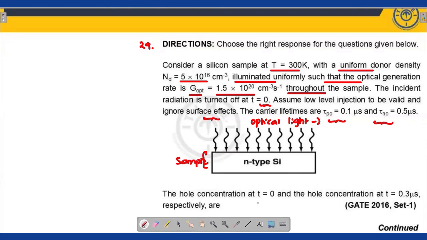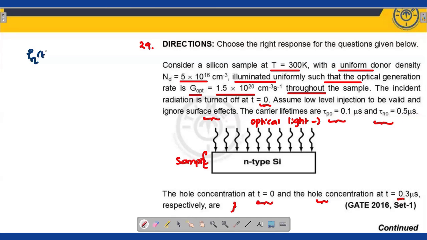The hole concentration at t equal to 0 and the hole concentration at these particular values are asked, my dear friends. He is asking for these particular values over here. Very, very important, my dear friends. I am going to tell you the formulas. The formulas are very important here, and I have derived those formulas in the general classes.